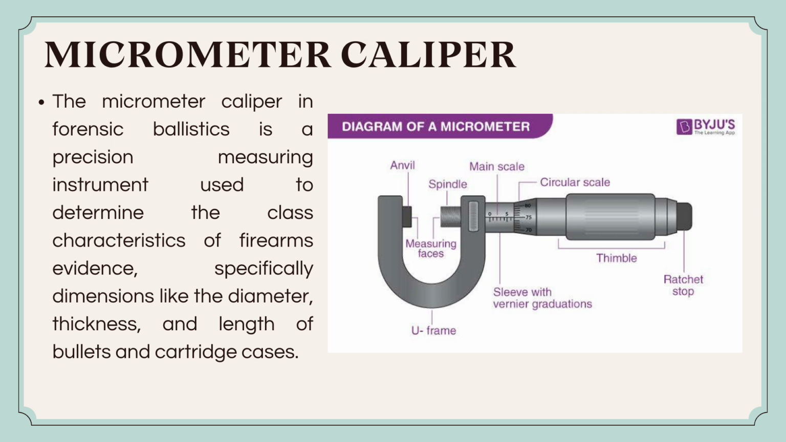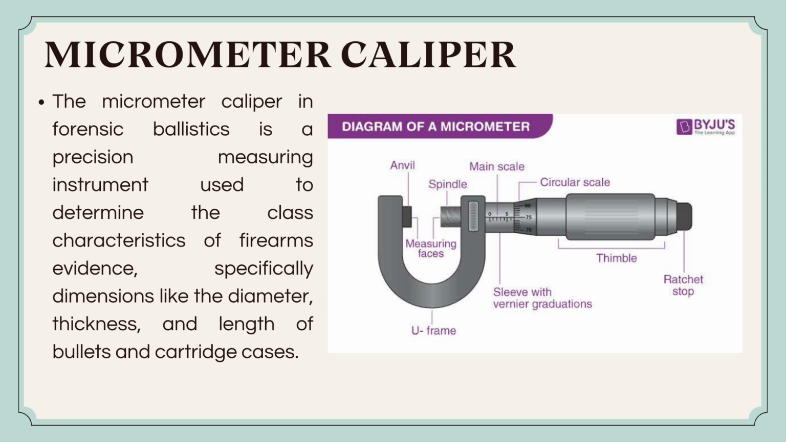Let's now discuss the parts of the micrometer caliper, which we have the anvil. The anvil provides a stable, fixed surface against which the sample is held for measurement. Second, the spindle. The spindle is a movable part that is adjusted to contact the sample, allowing for precise thickness or diameter measurements. The measuring faces. The measuring faces are the surfaces of the anvil and spindle that come into contact with the sample, ensuring accurate measurements.